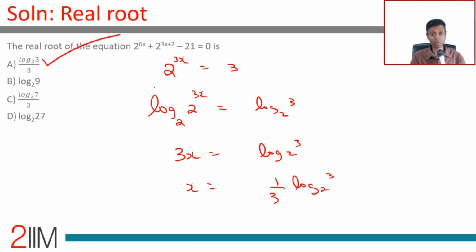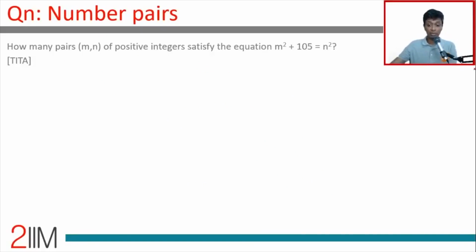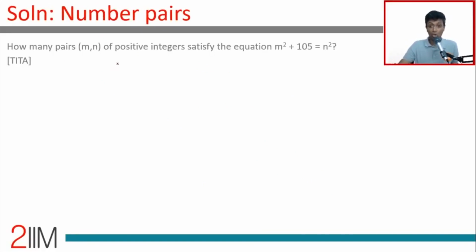First step, convert this to a quadratic equation. Get two roots. One of the roots does not work out. Take the other root. Bring back x into the system. 2 power 3x is equal to 3. Then take log on both sides. You're through. Number pairs. How many pairs m comma n of positive integers satisfy the equation m square plus 105 is n square?